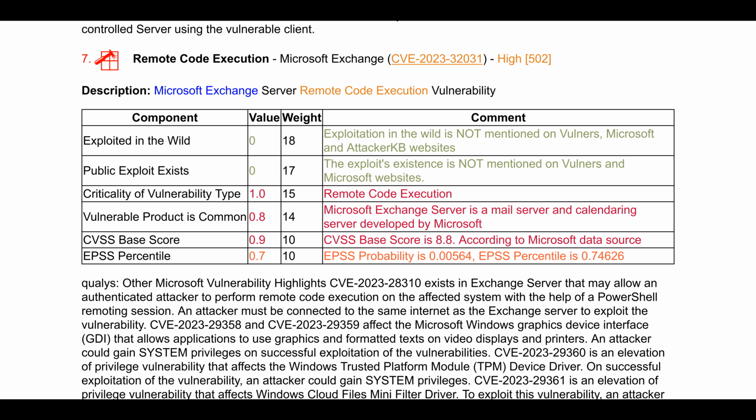CVE-2023-28310 allows an authenticated attacker to perform remote code execution on the affected system with the help of a PowerShell remoting session. An attacker must be connected to the same network as the Exchange server to exploit the vulnerability.